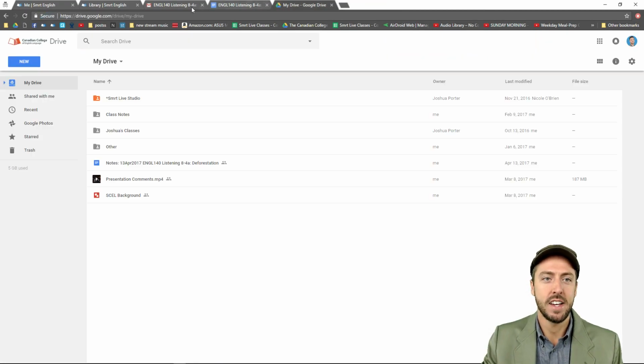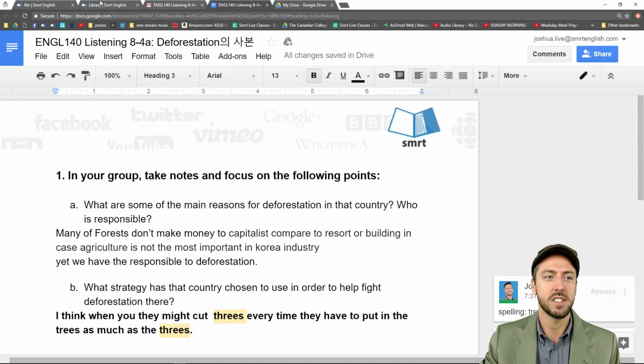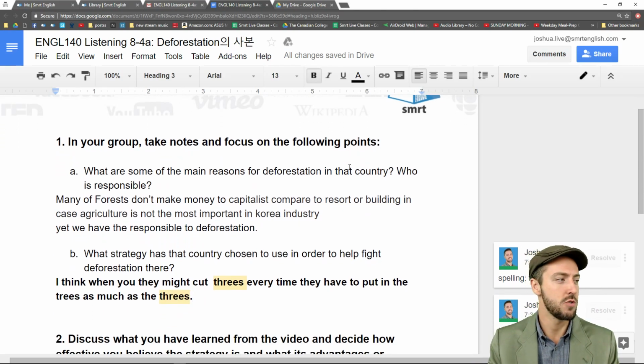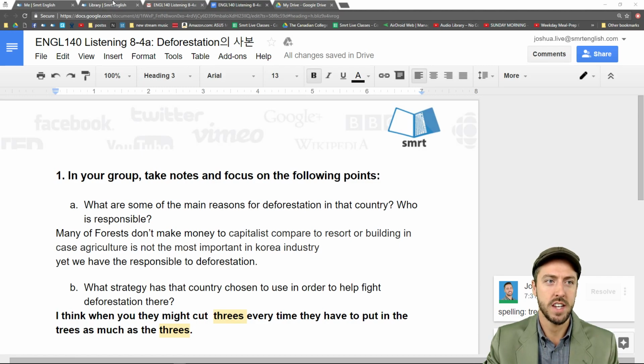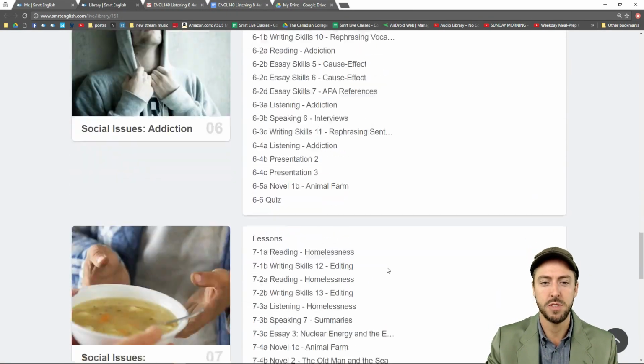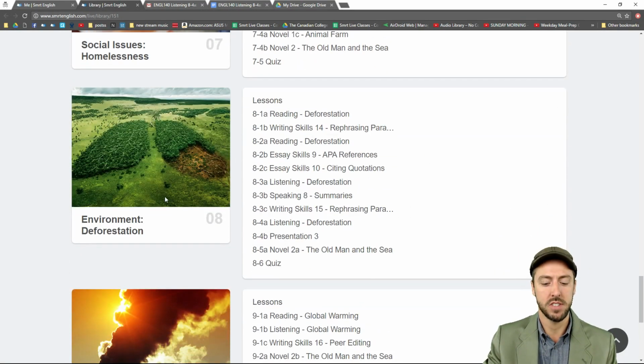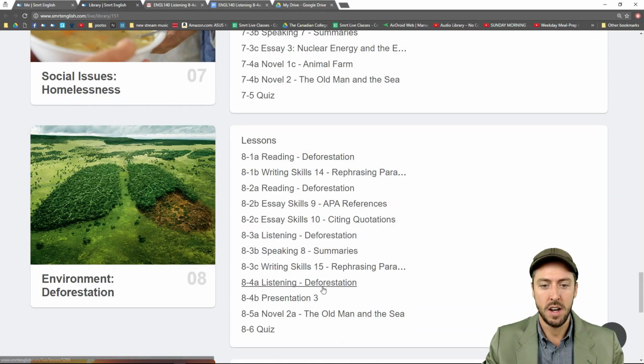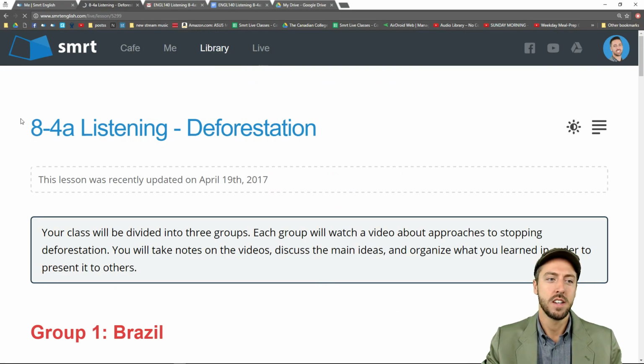So that being said, let's go over the homework from last time. This is Aaron's homework, and Aaron has given me permission to share it with you all, which is awesome. So this is the assignment attached to our last lesson. Our last lesson was a listening on deforestation, the topic of environment deforestation. And this is what we studied.